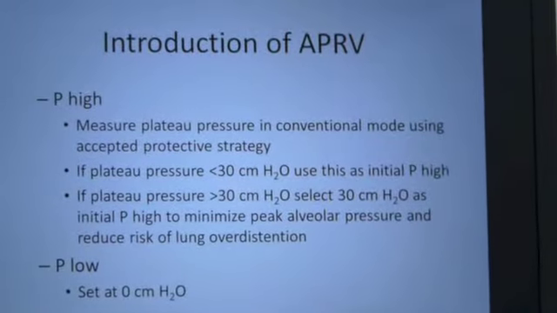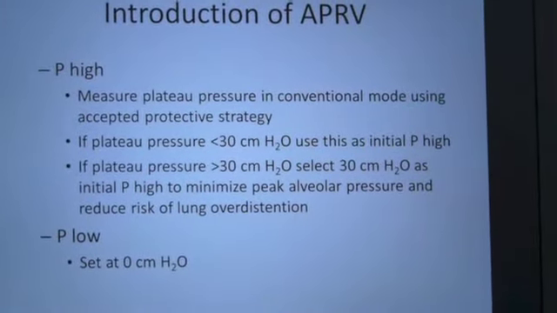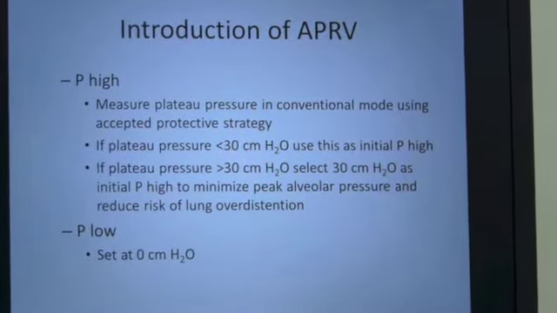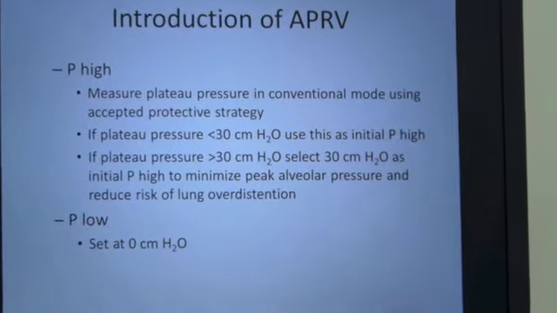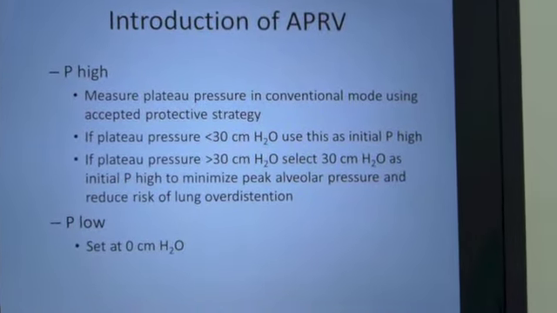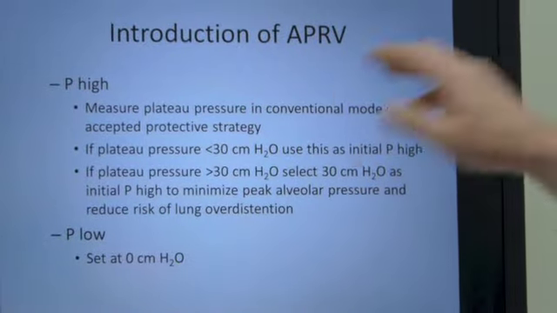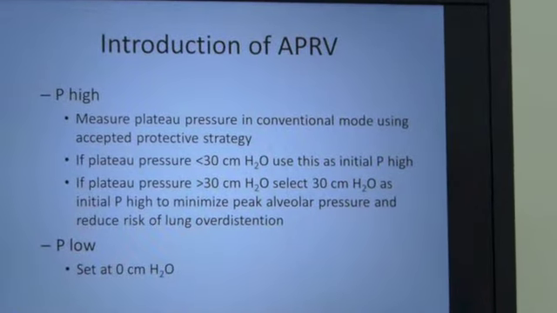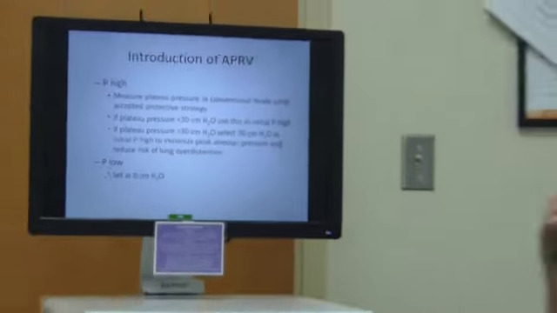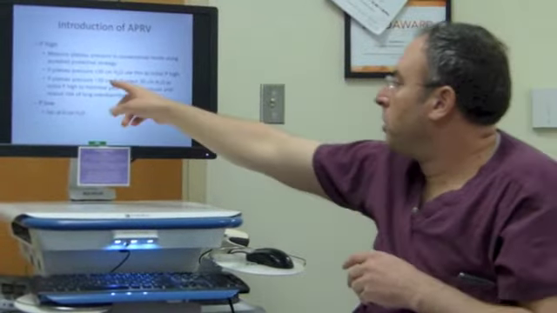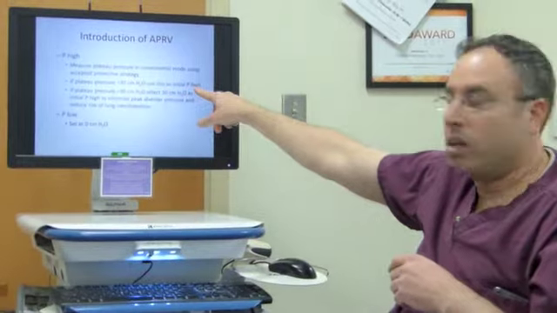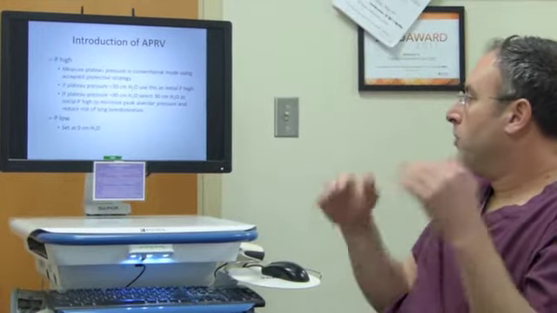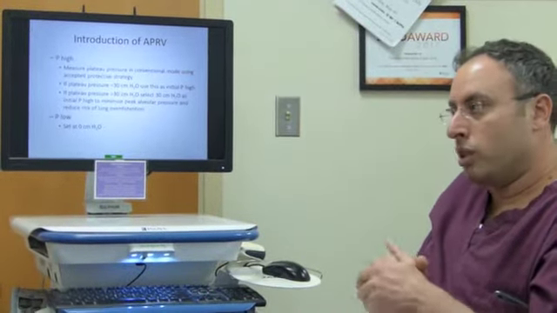For P-high, use the measured plateau pressure in conventional mode using accepted protective strategies. So if someone's in a volume control mode like PRVC, what's the plateau pressure? Well, it's 30, 25, 26, whatever it is. You can use that as your initial P-high. If your plateau pressure is less than 30, you can use that as your initial P-high. If your plateau pressure is over 30, you can use 30 as your initial P-high. You want to minimize peak alveolar pressure, reduce lung overdistension, and keep it there. So usually the max is 30.